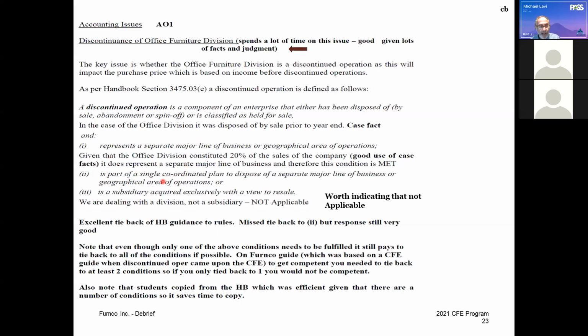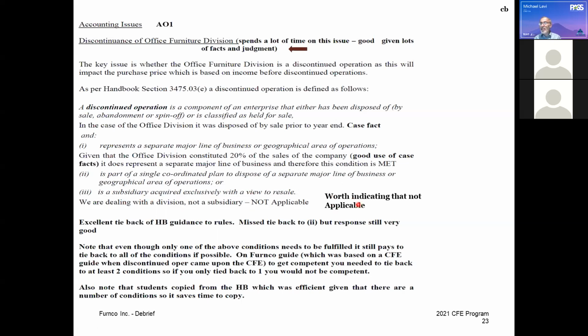The student doesn't tie back to number 2, but does tie back to number 3. Number 3 says, is a sub acquired exclusively with a view to resale? Notice my comment here, and notice what the student then says: we are dealing with a division, not a sub, therefore not applicable. Notice my comment here, worth indicating that it's not applicable.